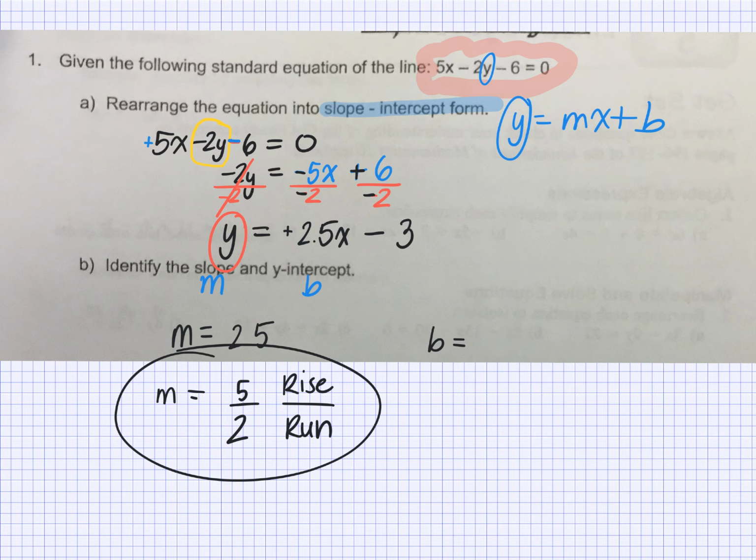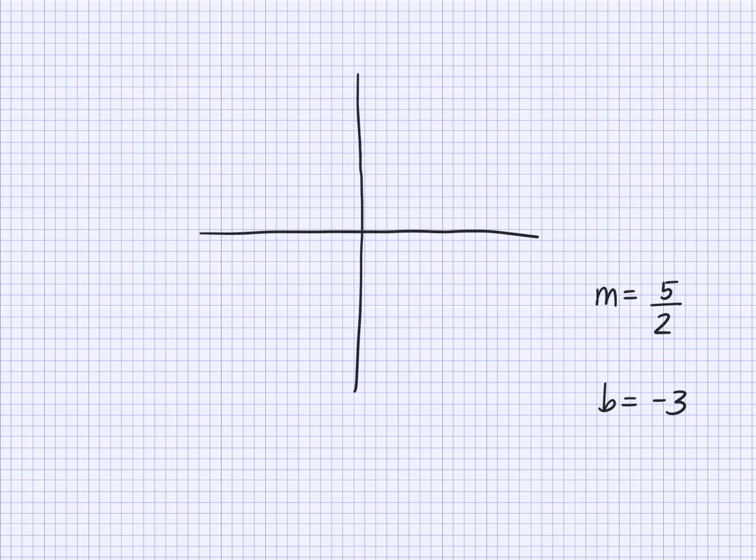What's b equal to? This is m. What's b? Negative 3. That's it. Good. B is equal to negative 3. How would you graph this? So now that we know the slope, m, is 5 over 2, that means the rise is 5 and the run is 2, correct?